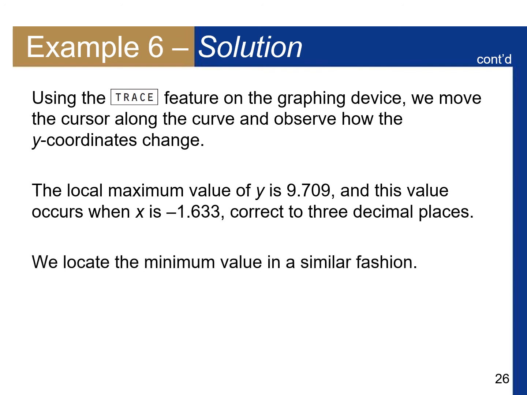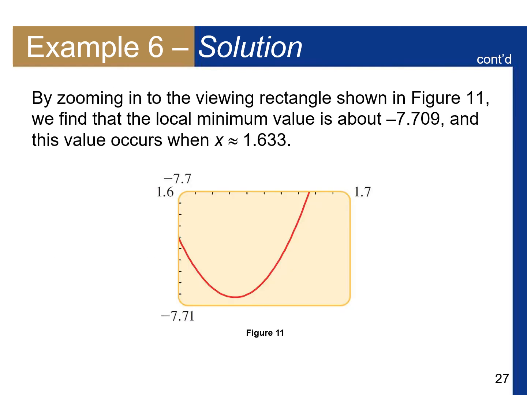And we would do the minimum in a similar fashion. So here's the minimum. I want to focus in on this area right here. I'm going to use the trace. I'm going to get as close as I possibly can, and it'll tell you that it's about -7.709, right about here, and that happens at 1.633, and that's using your trace function on your graphing calculator.